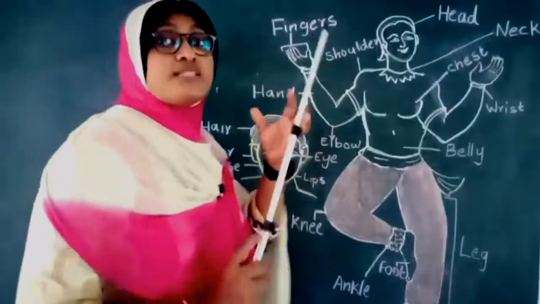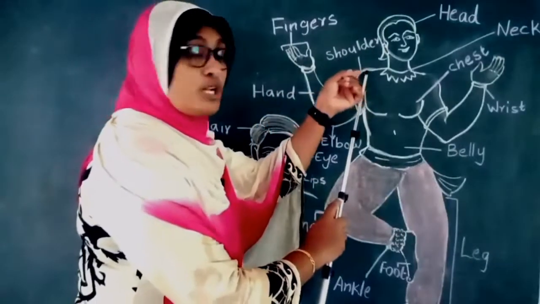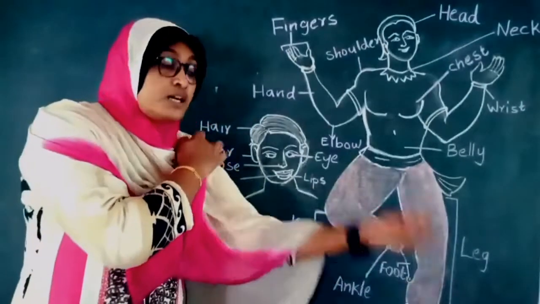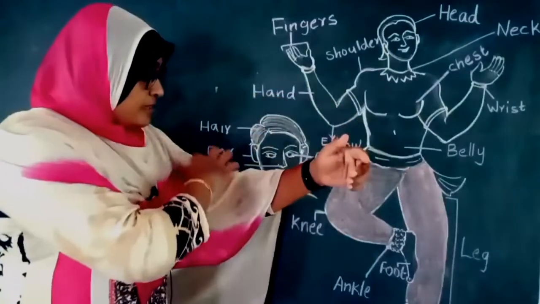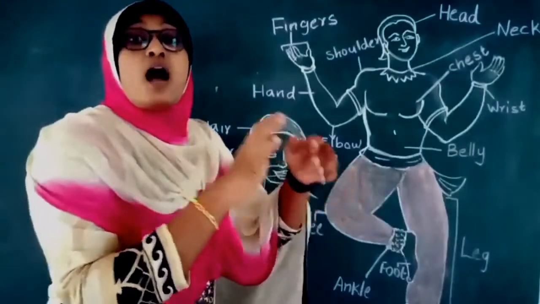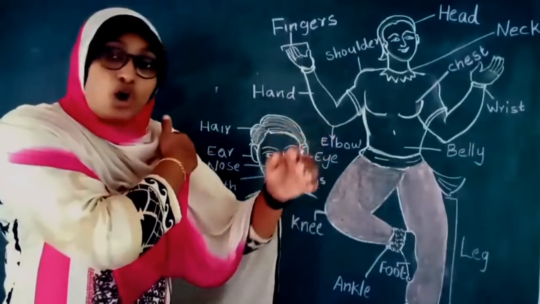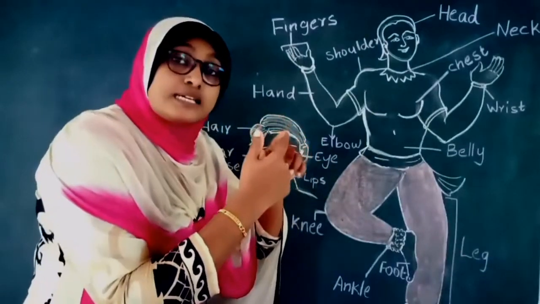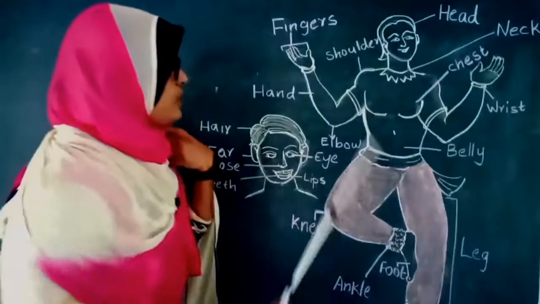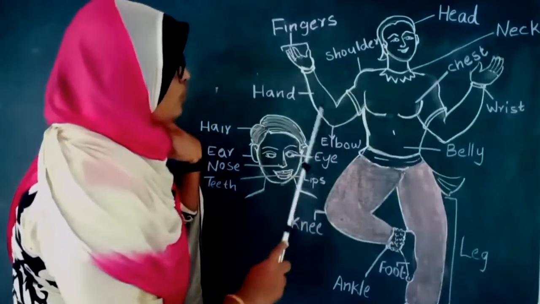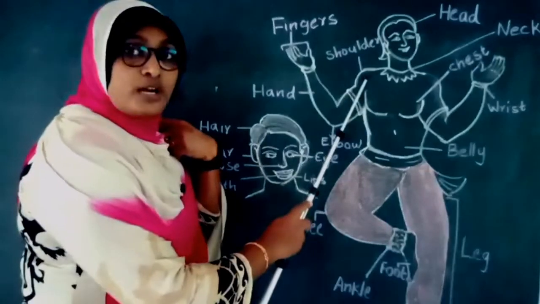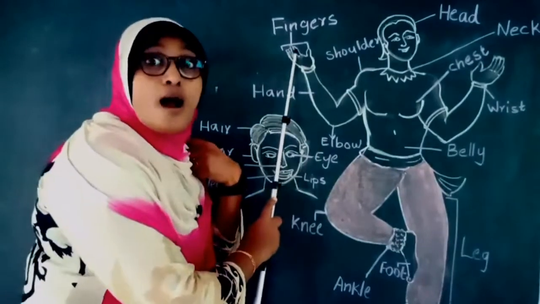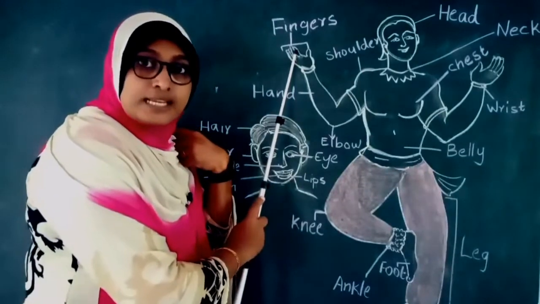And students, listen here. The part from shoulder to the tip of the finger, this whole part is known as arm. From shoulder to the tip of our finger, that is arm. From this part to this part. That is our arm. Is it clear? Yes.